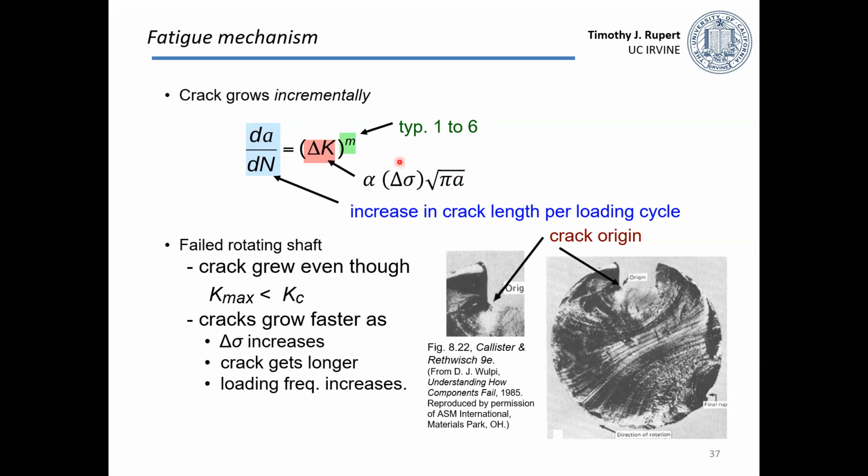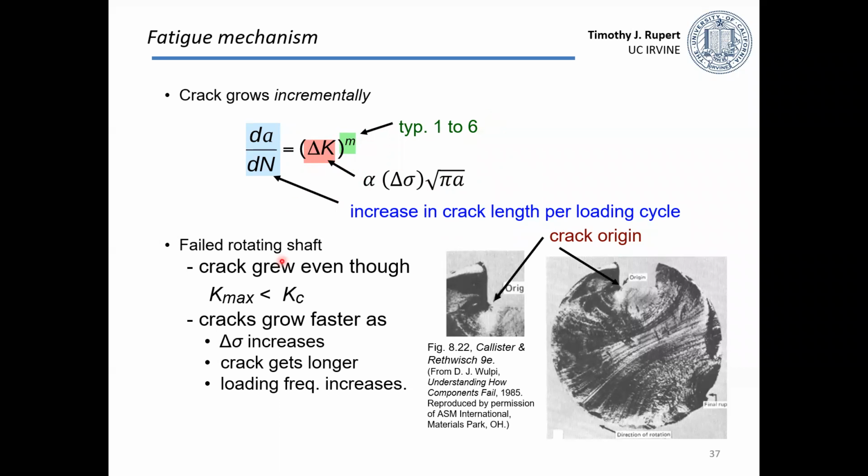This is going to be something like the change in the stress, so that's the stress range or amplitude, multiplied by the square root of pi a. So this looks a lot like that value K we saw. Now the unknown, the empirical thing here, is some material constant m. So this is delta K to the power of m. For most metals, this is typically in the range of 1 to 6.